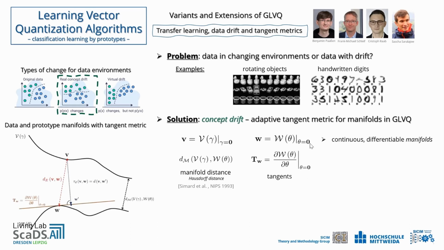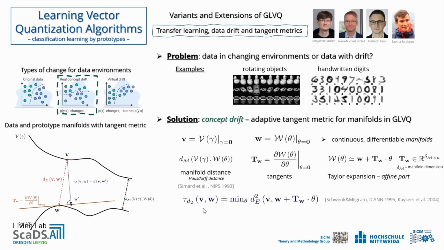We can approximate this manifold for the prototypes by respective tangents, and then we get this representation of the prototype, which is now equipped with a linear mapping. So we have a Taylor expansion of the manifold, which gives us such an affine part for a prototype. Now we take the respective distance as before, and one can show that this is related to a matrix H, which is an autoprojector, but can be learned in an analogous way to the matrix learning in GMLVQ. So we have a restricted matrix version of learning vector quantization.